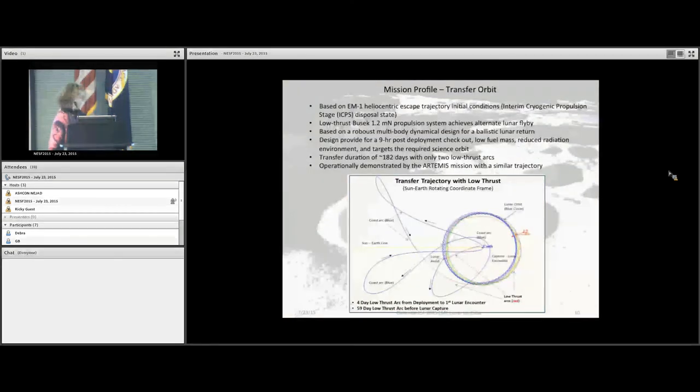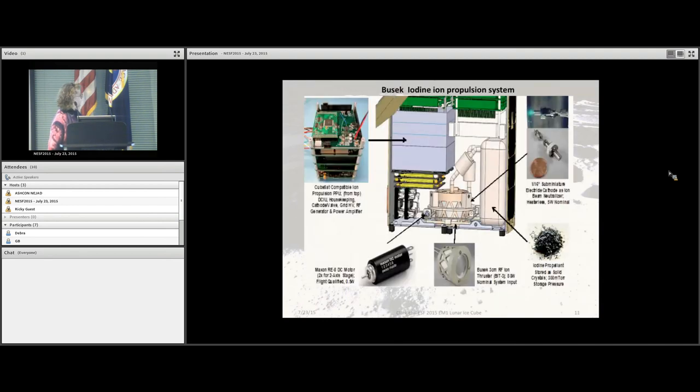2 minutes, okay, thanks. And this is just what I was talking about. I won't go into details, but this is what these trajectories look like. We're looking at a period of at least 6 months to get to lunar capture, 2 or 3 months to go from capture to our science orbit, and then a 6-month nominal mission.